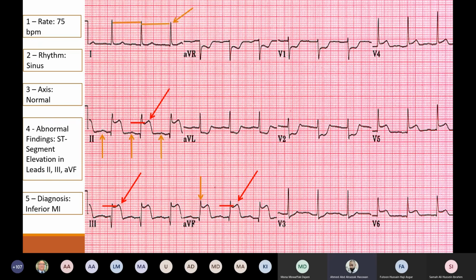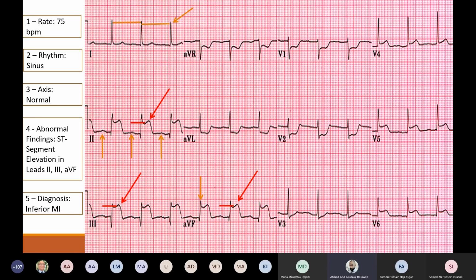First of all, the rate. What do you think the rate of this patient is? First of all, is it regular? Yes, it looks regular. Here we don't have a rhythm strip, but it looks regular from any lead that you look at. So how many boxes between each one?